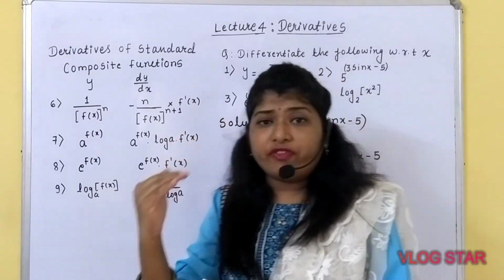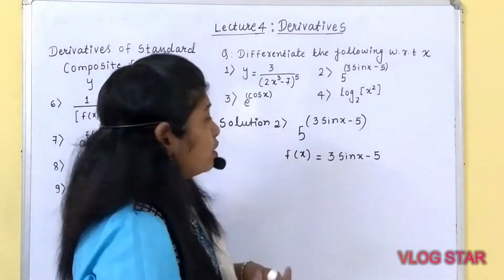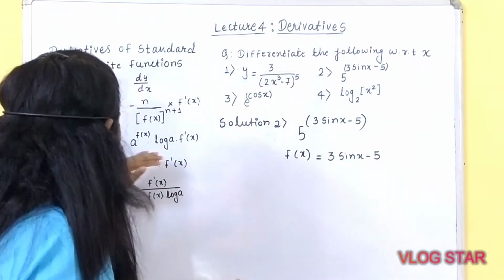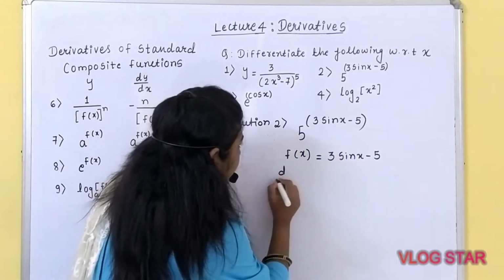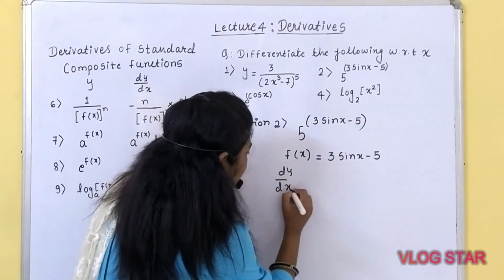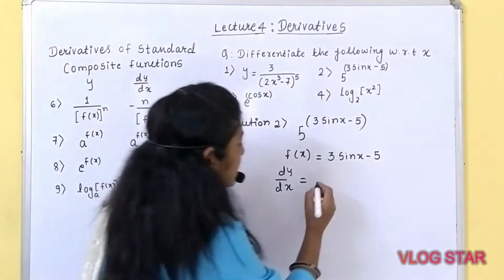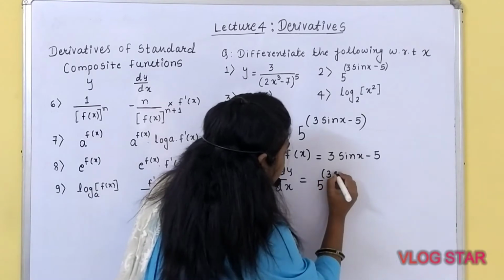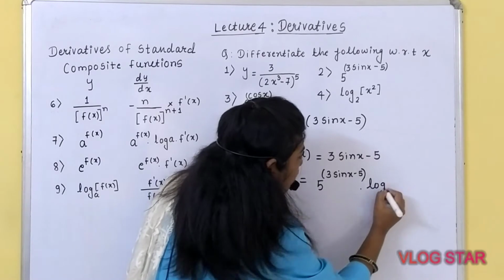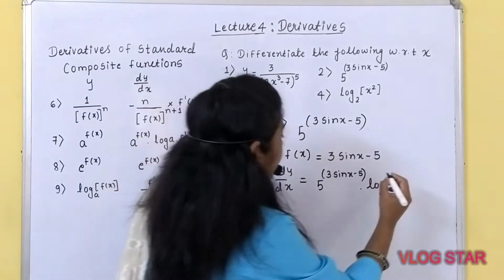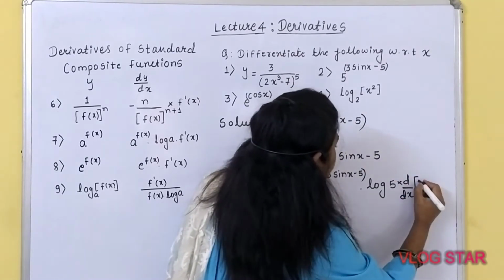A raised to f of x. A is a constant term. So here phi is a constant term. So can you tell me what is the formula you are going to apply here? We have to calculate the derivative of y with respect to x, which is given by a raised to f of x, the same term we need to write down as it is, into log of a, that is log of phi, into the derivative of f of x. What is the derivative of f of x?